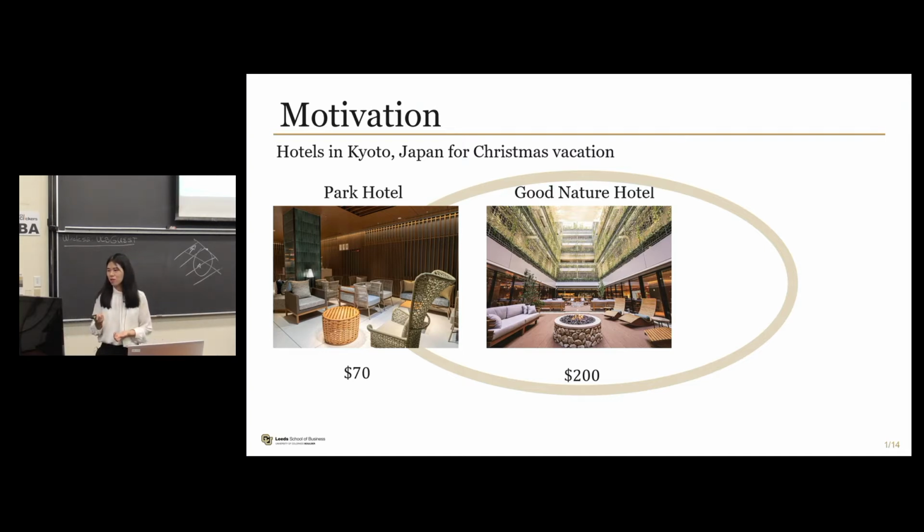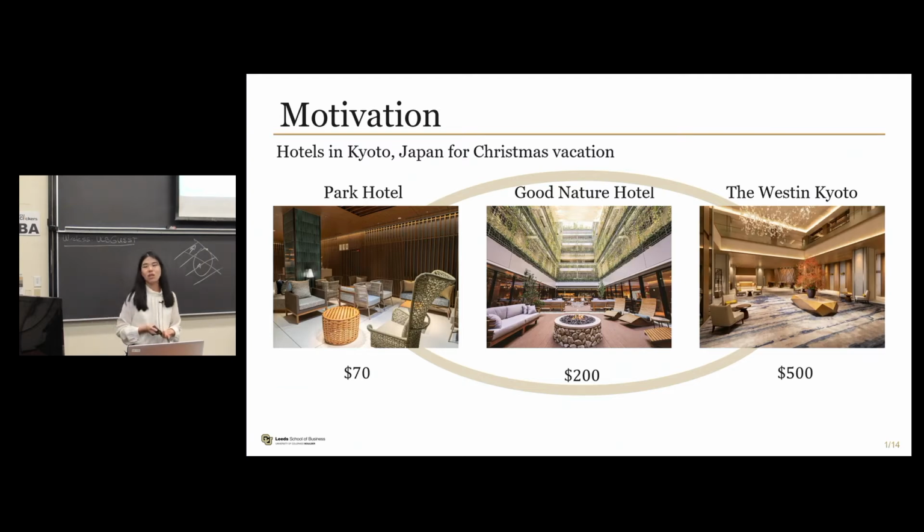And what's more, if you have more information, the third one, the Westin Kyoto, and its price is $500 per day, then what do you think about the Good Nature one? Will you want to choose the Good Nature Hotel or not? After you see the third one, maybe you think that the $200 actually is not so expensive. Among these three hotels, the price of the Good Nature Hotel actually is moderate. So maybe you will be more likely to choose the Good Nature Hotel after you see the Westin Kyoto.